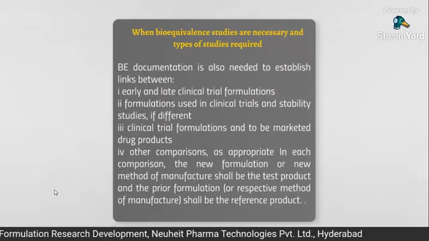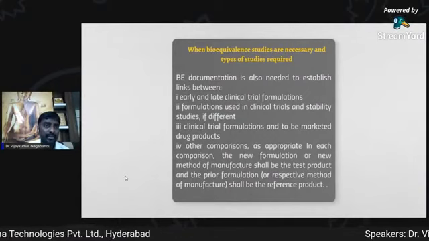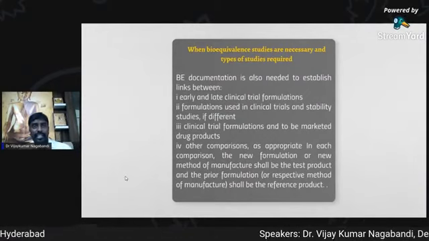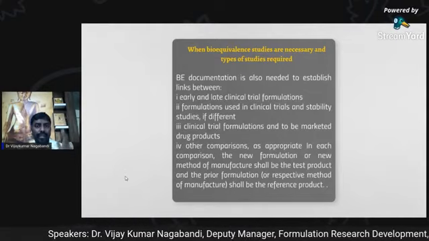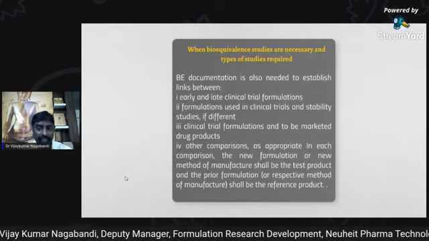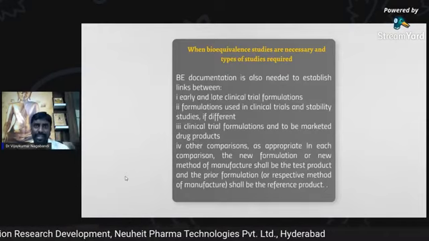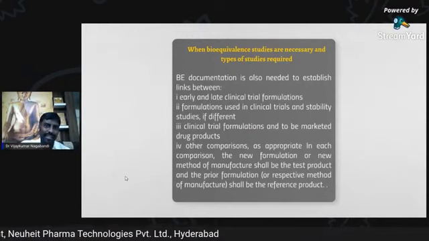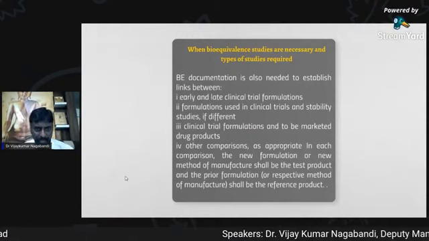And formulations used in clinical trials and stability studies, if they are different. In stability studies, you have used different formulation. In clinical trials, you have used different formulation. In that case, among these two, bioequivalence testing is required. And clinical trial formulations and to-be-marketed formulation, because we do the clinical trials with one batch, but we market the other batch. Between these two also, it is required to establish the bioequivalence.